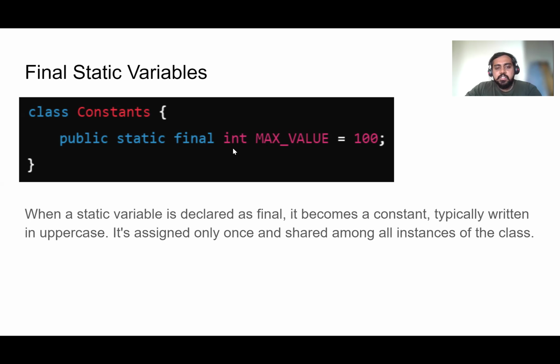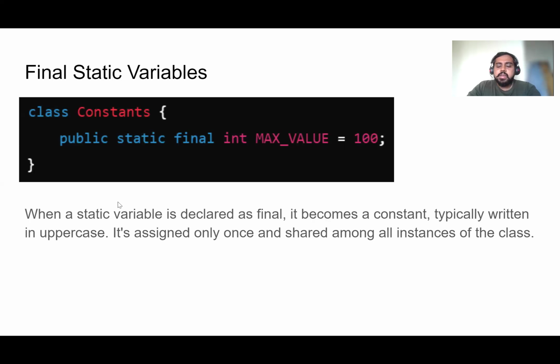If we want to make that static variable final, we write it like this: static final int MAX_VALUE. We always write it in uppercase because this will be used across all the other classes and objects. Usually we declare a constant like this: public means it will be accessible everywhere, in the same package or a different package. Static means we can access it without creating an object. And we made it final because we want MAX_VALUE to be a constant of type integer, and we are initializing it with 100.